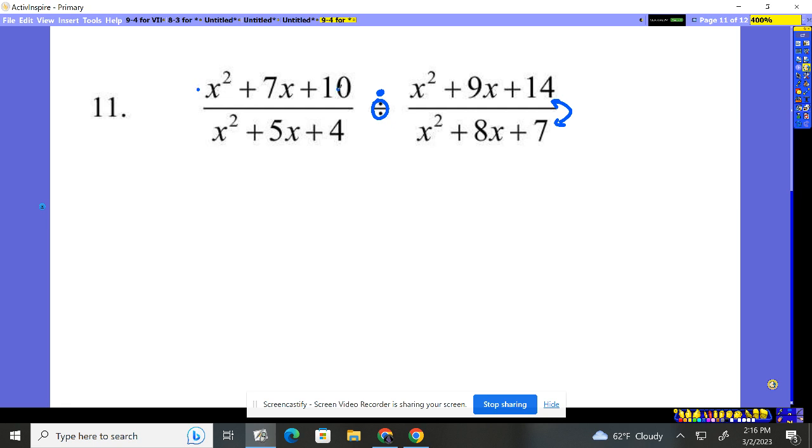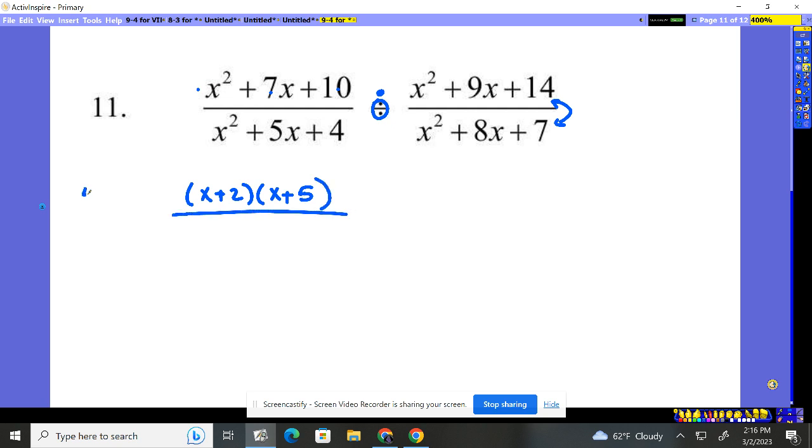For 10, well, what multiplies together to give you 10? 1 and 10, would that add to give you 7? No. 2 times 5 is 10 and adds to give me the 7. So I know it was an x plus 2 times an x plus 5. That should be second nature to us at this point.